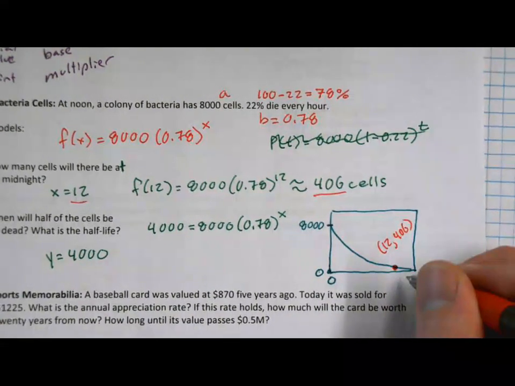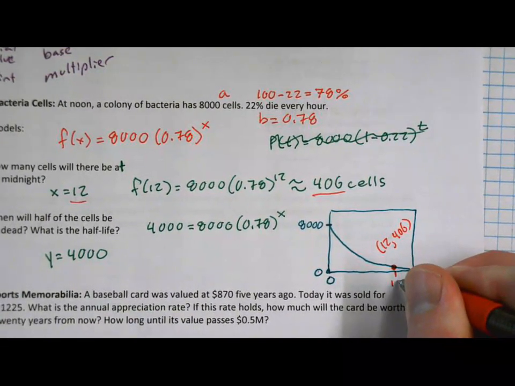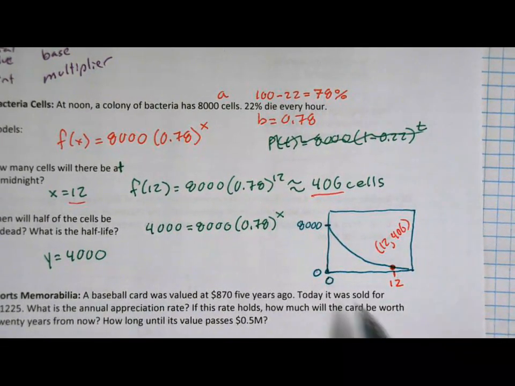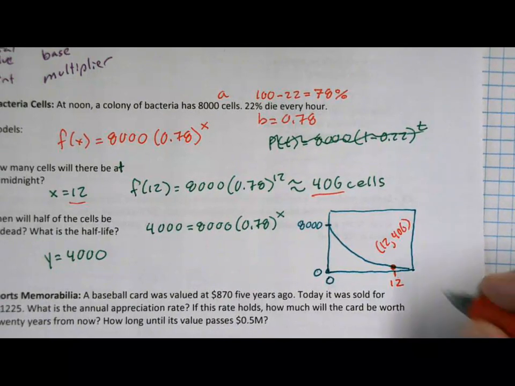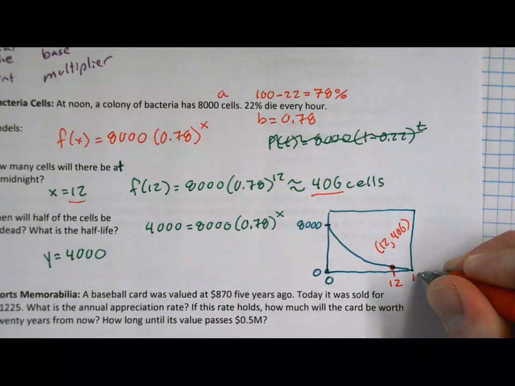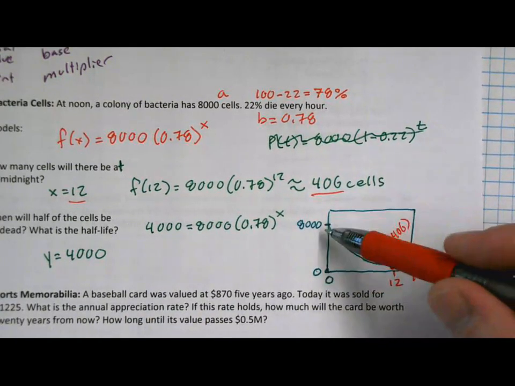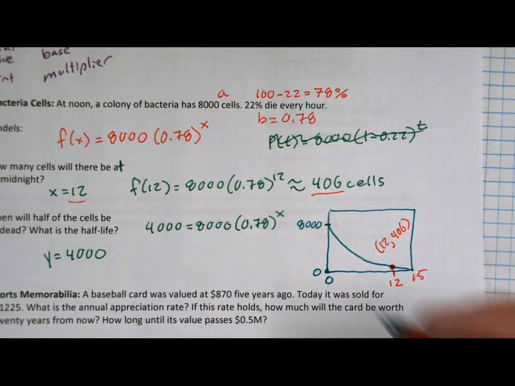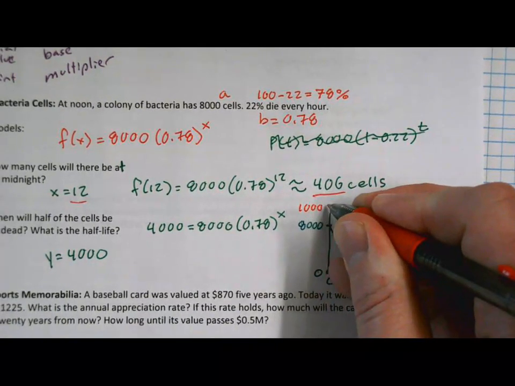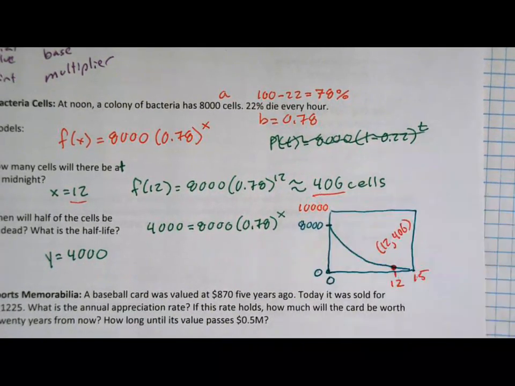So if this is what my graph looks like, this is going to be 12 here. So tell me, how far out should I go in my x direction? I want to go a little bit further than this. 15, 20, your choice. I'm going to go 15. But do you. And then what about in my y direction? How high up do I want to go? I want to go a little higher than 8,000. 10,000. All right, we'll go 10,000. That'll get us a bit above.